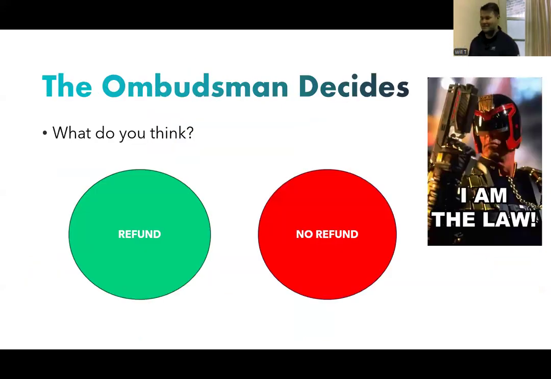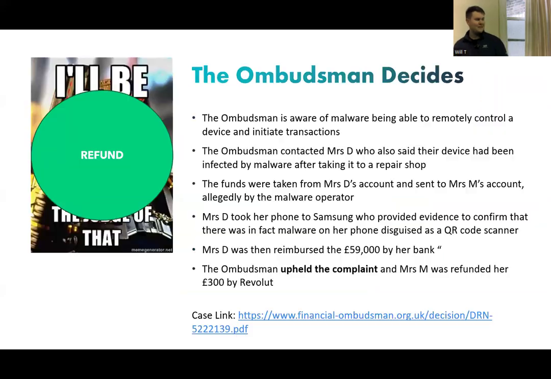So who here thinks the ombudsman upheld the complaint or did not uphold the complaint? So refund or no refund? So hands up for refund. One, 2, 3, 4, 5. Hands up for no refund, the rest of the room. So 90% of the room thinks no refund, and then 10% of the room thinks refund. Victims to malware. The ombudsman refunded them.